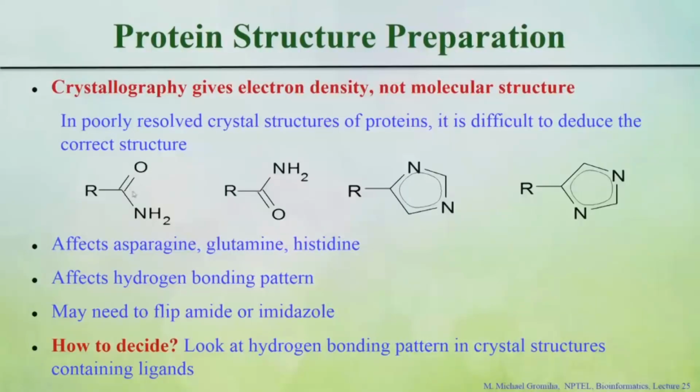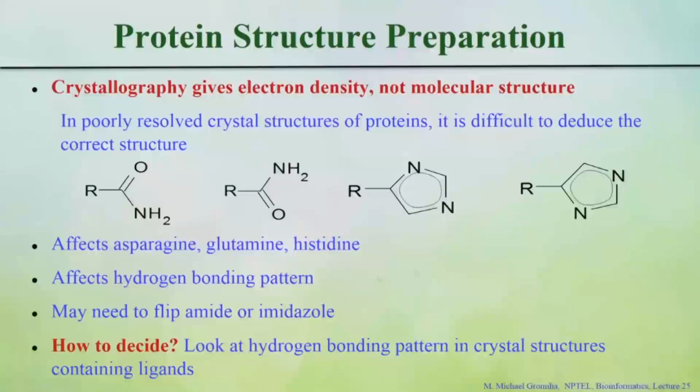Now the next aspect is, as I discussed earlier, crystallography gives electron density, but not the structure, right. In poorly resolved crystal structures it is very difficult. For example, see asparagine or glutamine, here NH is down, but this O is up, it is also possible the other way around. If you change the conformation, then the ligand interaction will also be different, because if the ligand has one pose and the oxygen is on this side it will have different interactions, and if on the other side it will have different interactions. So, this orientation is important.